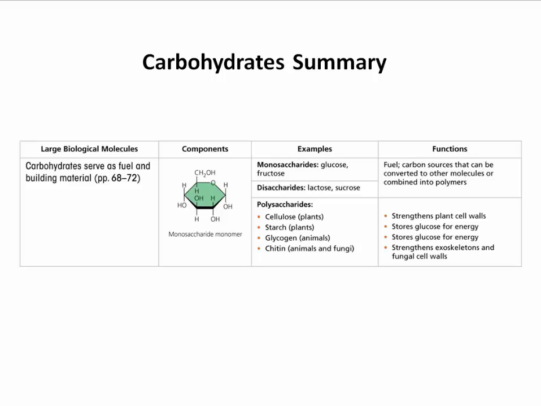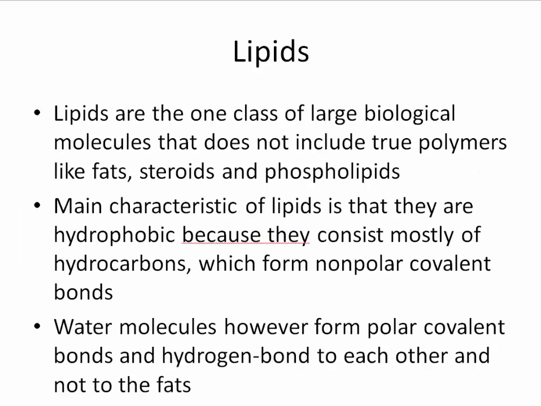And now we're going to go on to the more interesting things, sequentially. But first, we're going to talk about lipids. So lipids are kind of important. They're a class of large biological molecules that do not have polymers. So they're not true polymers because they're not composed of monomers as carbohydrates and amino acids are. But they do contain the classes of chemicals called fats, steroids, and phospholipids.